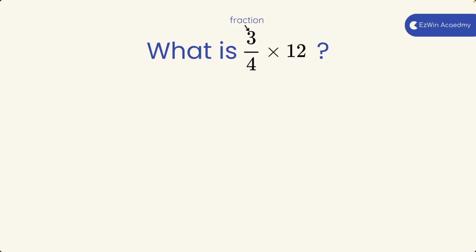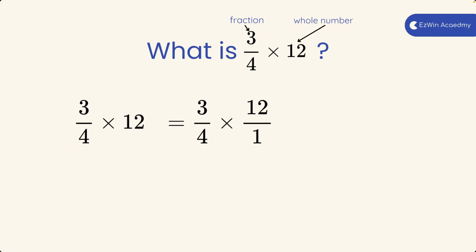Now, you can see that 3 out of 4 is a fraction and 12 is a whole number. So what we need to do is turn our whole number into a fraction so that we can do the product of a fraction and a whole number. Once that's done, the next thing is to see which denominator has a common factor with the other numerator. Can you spot it? If you say it is 12 and 4, then you are right. So what is the common factor between 12 and 4? Simply, it is 4.